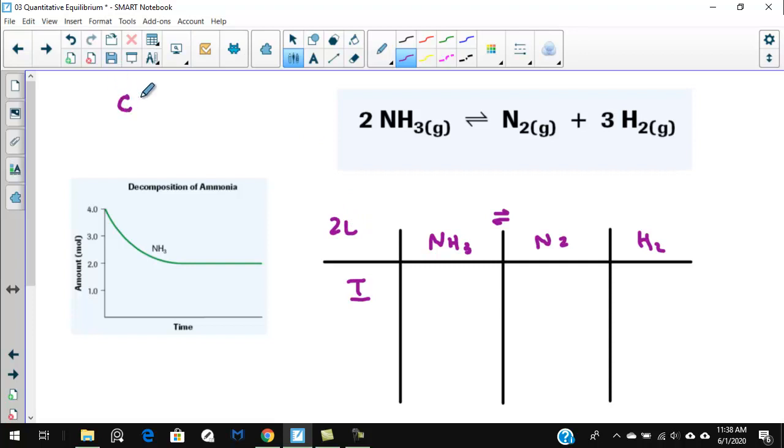So if we remember that concentration equals moles over volume, and that would mean that we would have 4 moles over a volume of 2 liters. So we would end up with 2 moles per liter being the concentration, okay? Not 4. So what we put in here then is 2 moles per liter. And there were none of these things, 0 of this and 0 of that in the initial, okay?